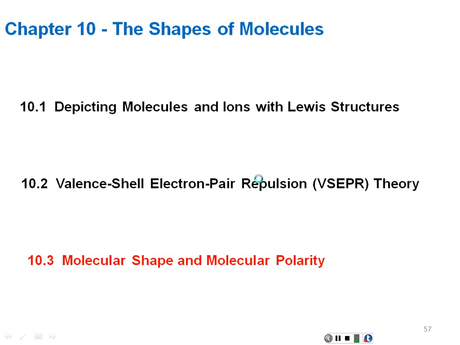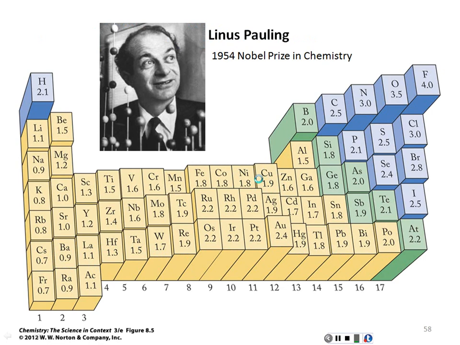Right. Moving on to section 10.3. In this section, we talk about bond polarity. Now, we talked about polar covalent bonds in the 3rd lecture. And I just want to bring this scale of electronegativity back up again. This was developed by Linus Pauling. He actually won the Nobel Prize in 1954 for his work in chemical bonding and electronegativity.